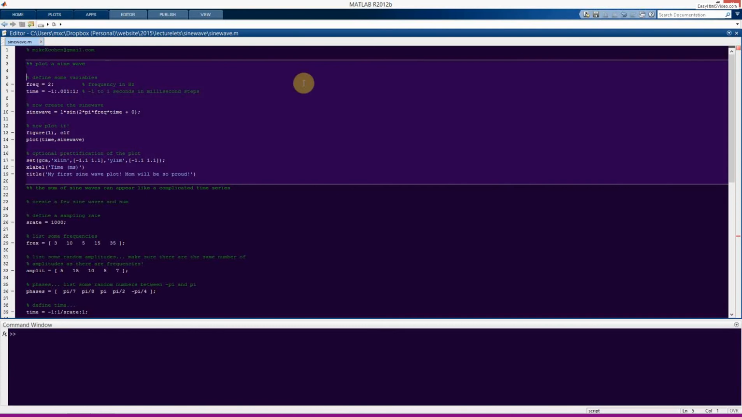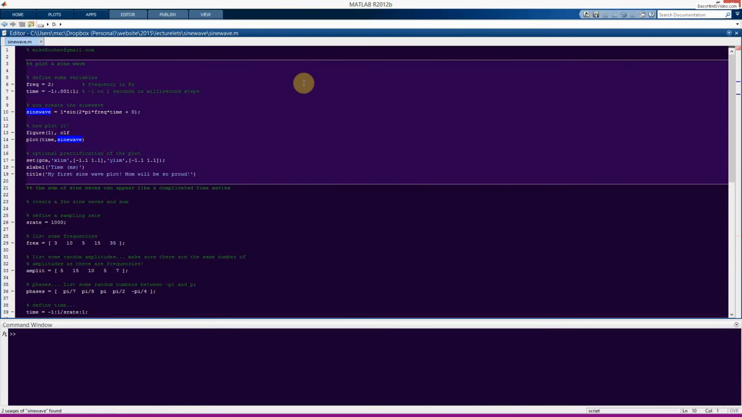Okay, so here I define a variable for frequencies. I'm specifying it to be 2 Hertz. I know that this is in Hertz because I'm specifying the time vector to be in seconds. And this is in seconds also, so I don't have a separate variable for this, but I'm defining this with a sampling rate of 1 kilohertz, so 1 sample every millisecond.